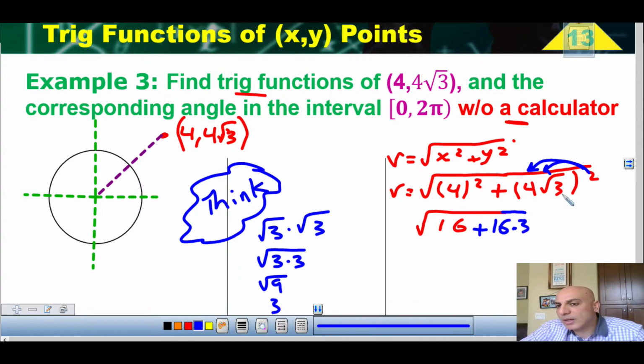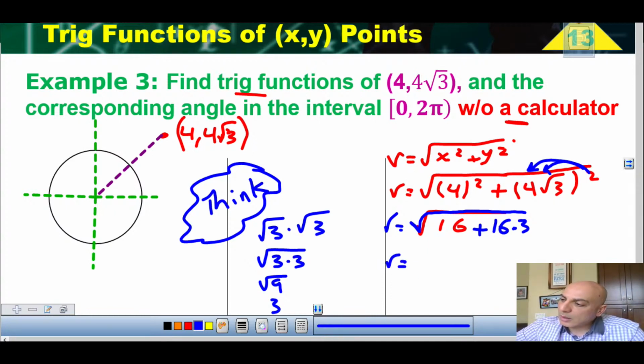Yeah, because square root of 3 times square root of 3 is 3. Okay, so that's what you do for this one here. So what is that number? Well, I don't know. I have to use a calculator for that one. So let's use a calculator for that one.